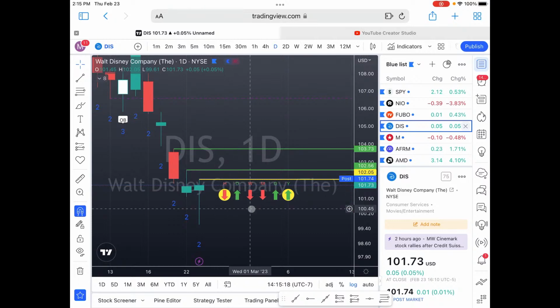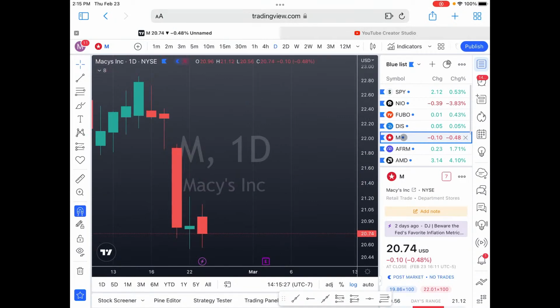We're going to look for triggers at 102.05, and the first 2 targets I have marked out for you guys at 102.56 and 103.73. We move on to Macy's.